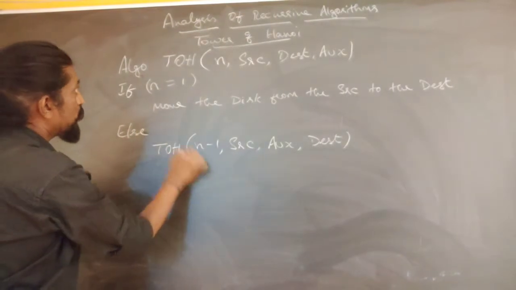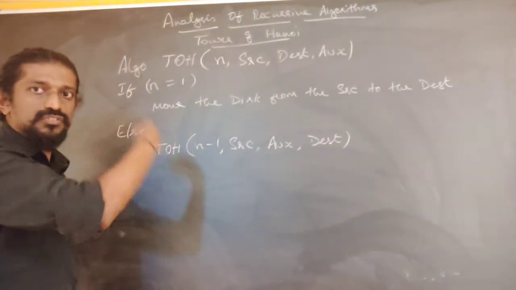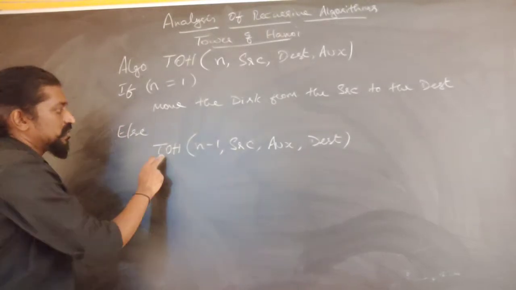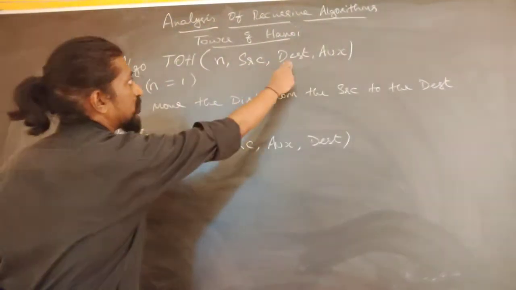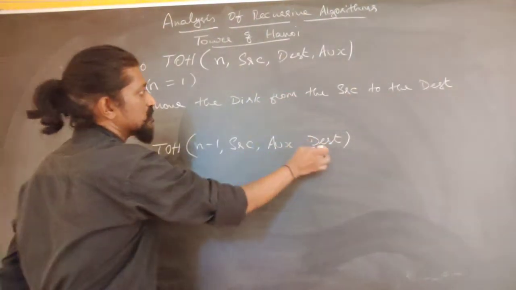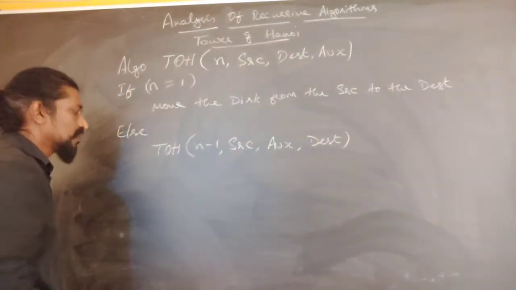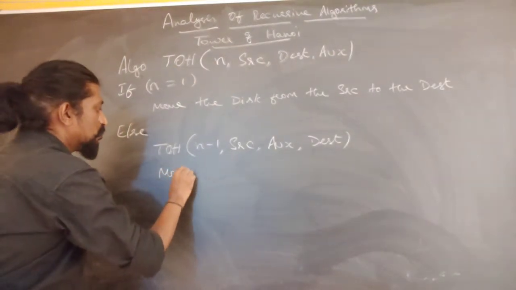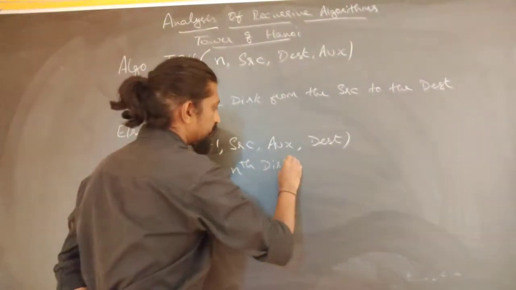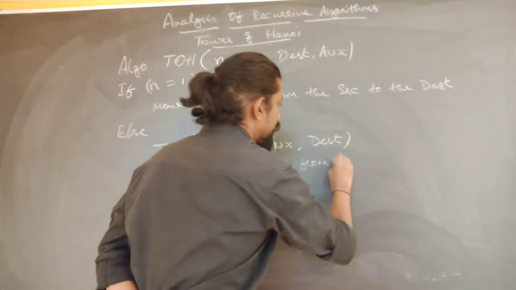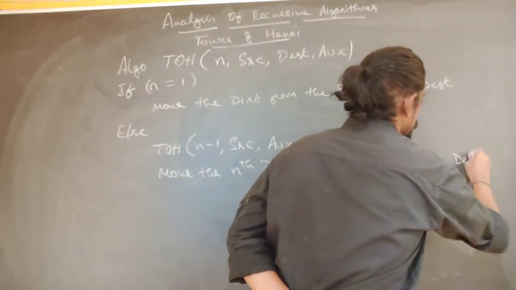So when this calls tower of n-1, that calls tower of n-2, that calls tower of n-3. So it keeps on calling recursively in that particular fashion. So move n-1 disks from the source, using the destination as the auxiliary, and then we will move the nth disk directly from the source to the destination.